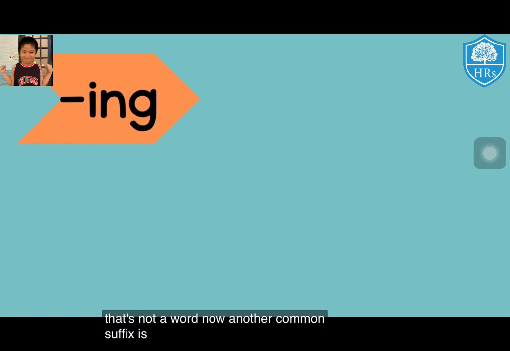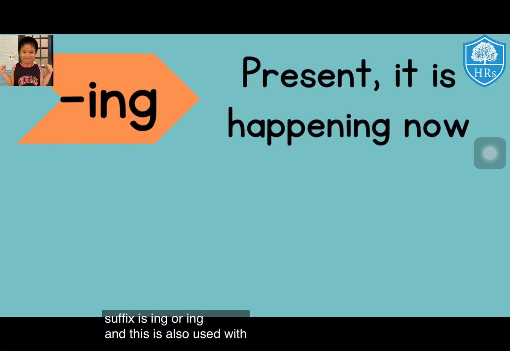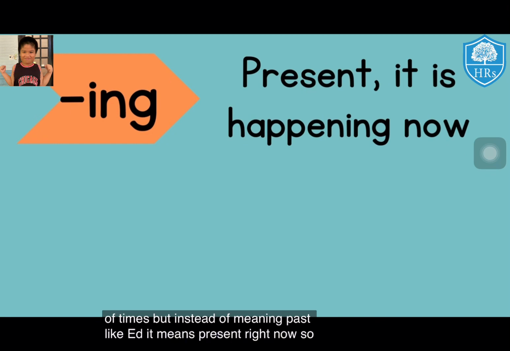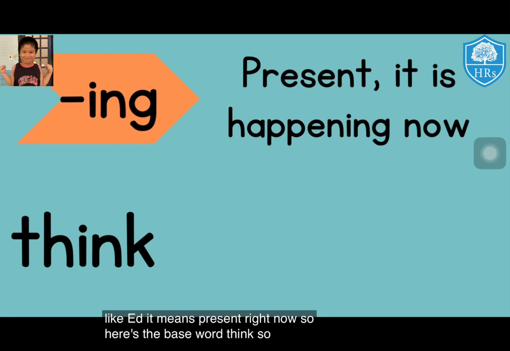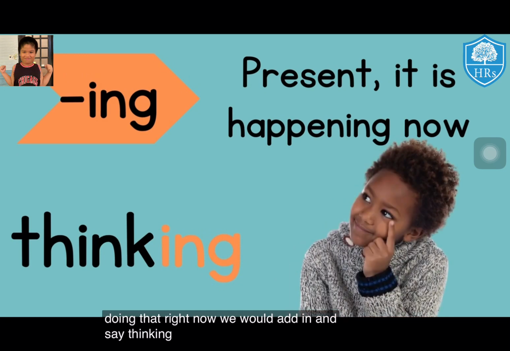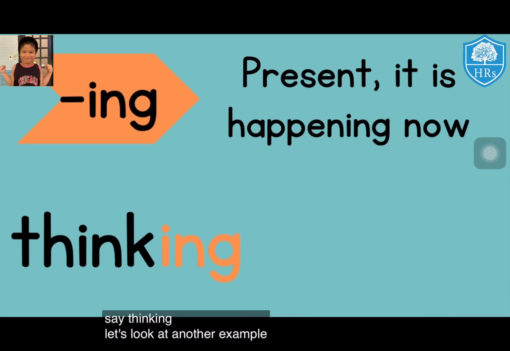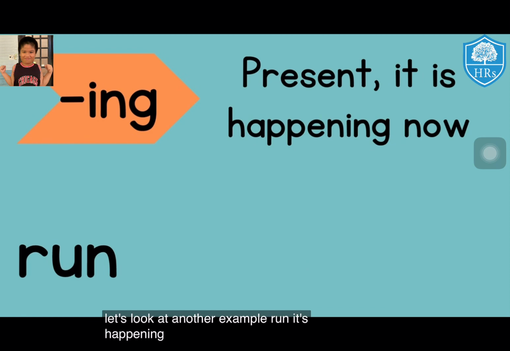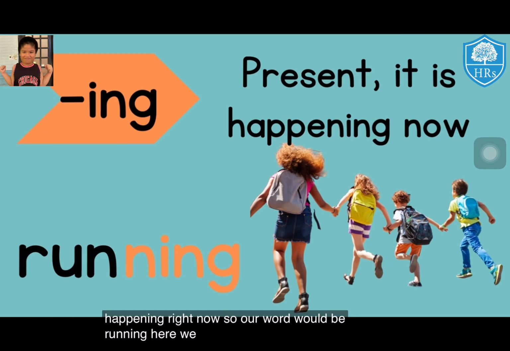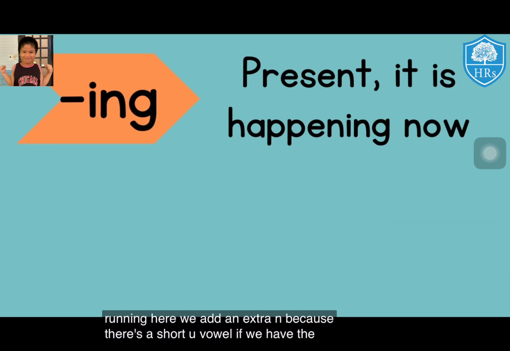Now, another common suffix is ing, and this is also used with verbs a lot of the time, but instead of meaning past, like ed, it means present, right now. So here's the base word think. If you're doing that right now, we will add ing to say thinking. Let's look at another example. Run is happening right now, so our word will be running. Here we had an extra N because there's a short U vowel.